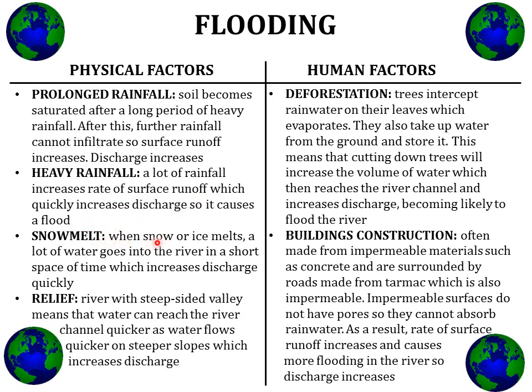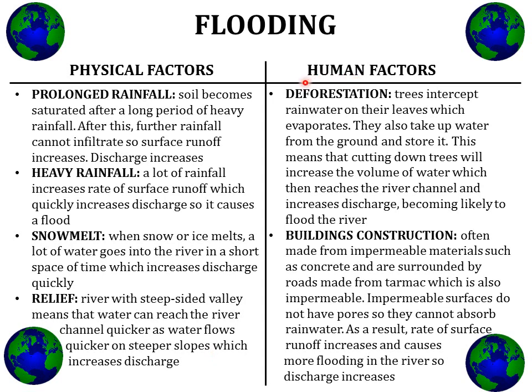Snow melt is when snow or ice melts. A lot of water goes into the river in a short space of time, which increases discharge quickly. Now, this one wouldn't apply to many places. I mean, in England, for example, you don't get huge amounts of snow, quite rare, but yeah. Relief is, again, a river with a steep-sided valley, which means that water can reach the river channel quicker, as water flows on quicker on steeper slopes, which increases discharge.